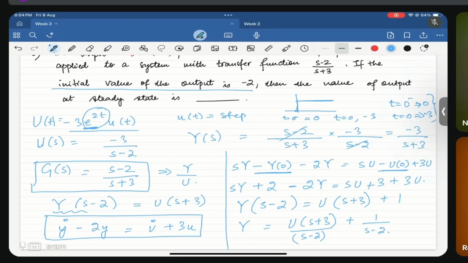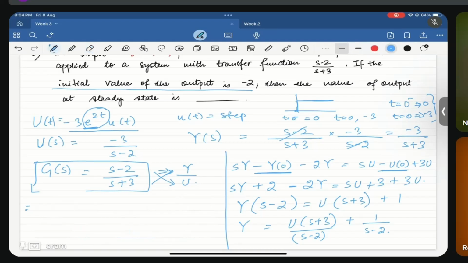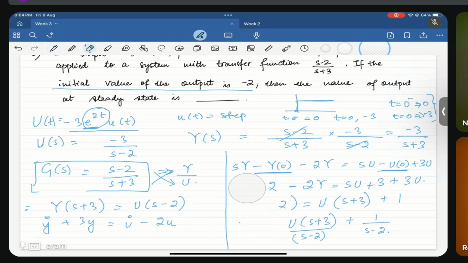Oh, here I have done wrong. Okay, in this step you can see, if we do the cross multiplication, it should be Y into (s plus 3), right? Yes, so this step is wrong. Anyways, you can correct it. It is (s plus 3)Y = (s minus 2)U, and then it is y dot plus 3y and here it is u dot minus 2u. So let's do all these things again.